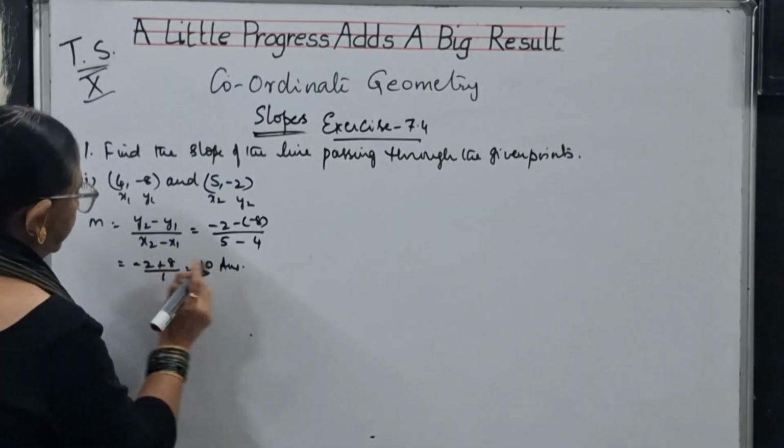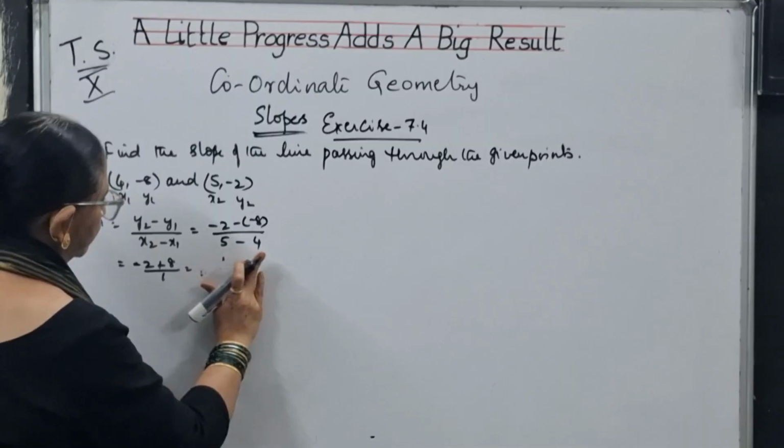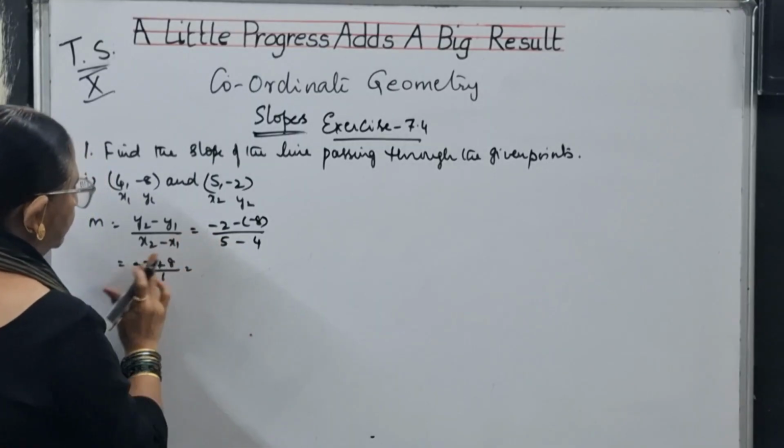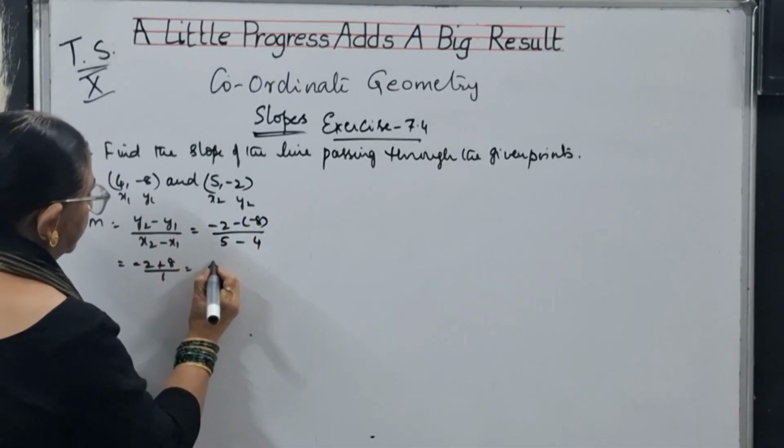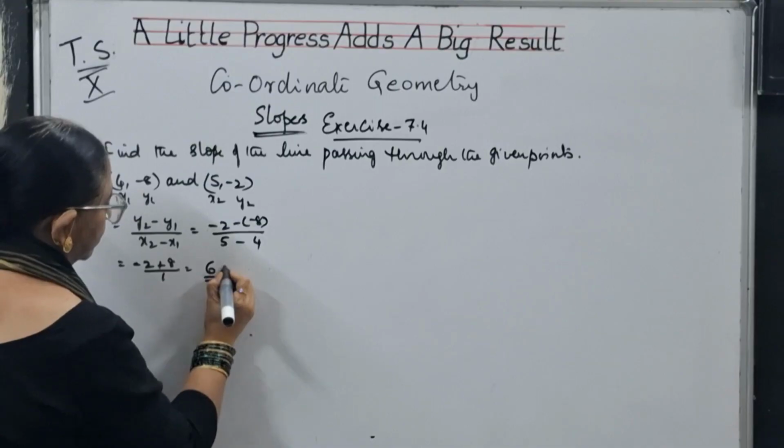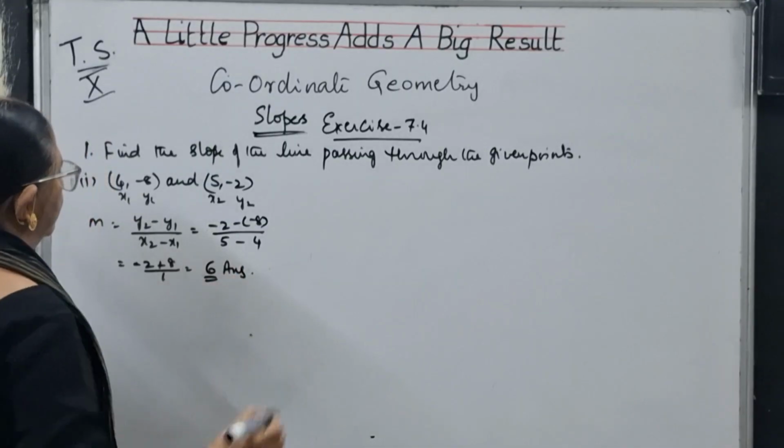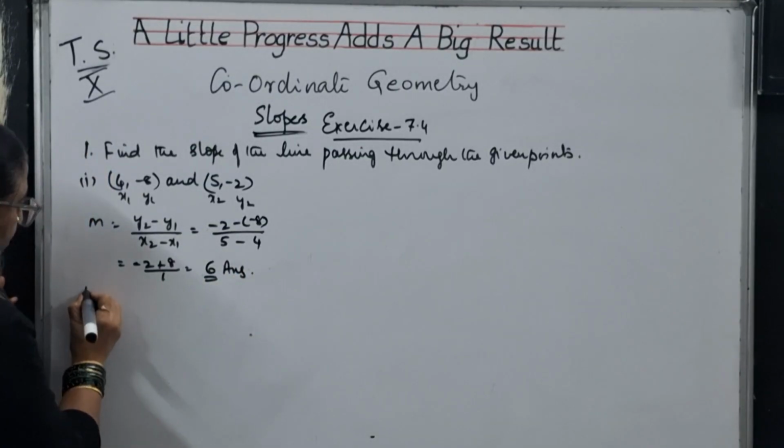This is minus 2, no? Sorry. This is minus 2 plus 8. Minus 2 plus 8 means 6. Slope is 6. This is the answer for the first bit.